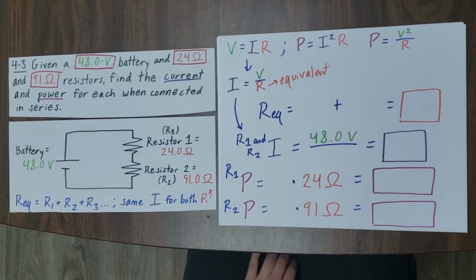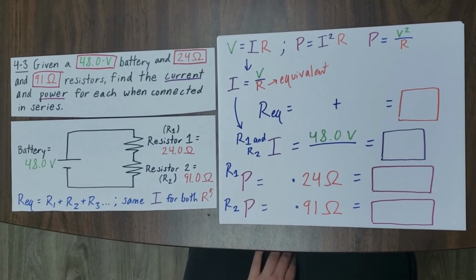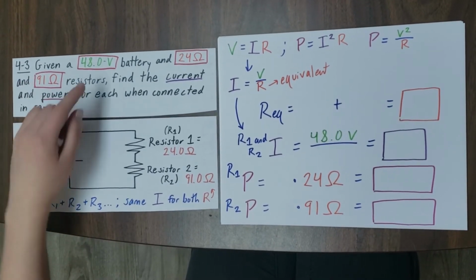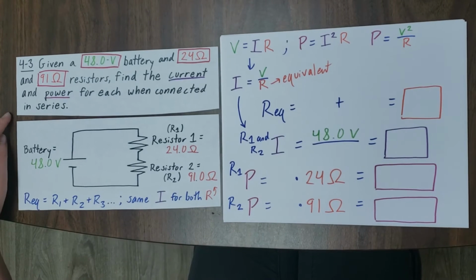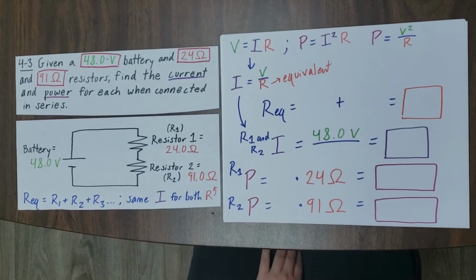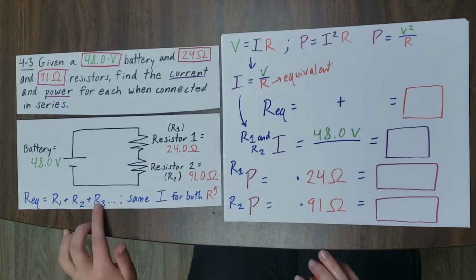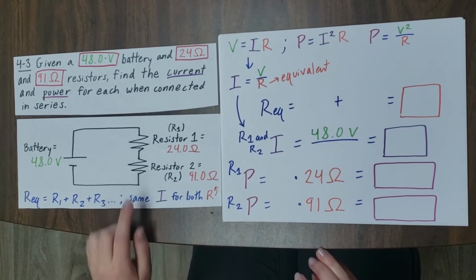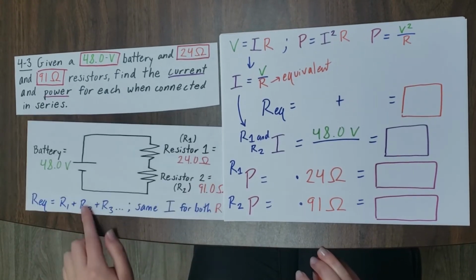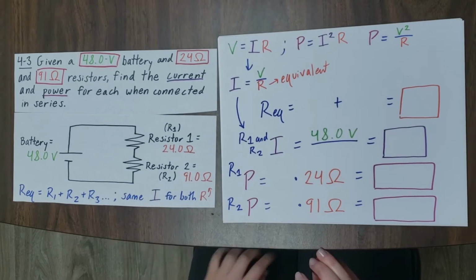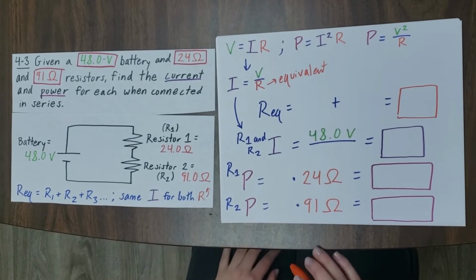In this example from our homework number 4, in the first half of problem number 3, it states, given a 48-volt battery and a 24 ohm and 91 ohm resistors, find the current and power for each when connected in series. So we're presented with a circuit that contains a battery and 2 resistors in series. We know that resistors in series are additive and have the same current. So in this problem, we have to determine the current flowing through and power of each resistor.